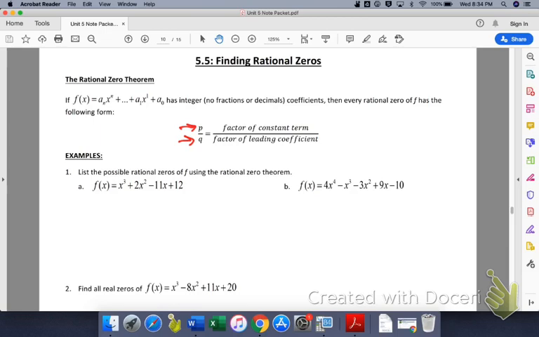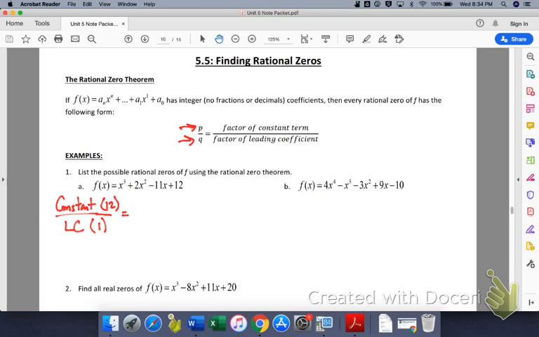We're not going to necessarily find the actual zeros here. We're just going to find all the possibilities. So to find the possibilities, if we look at 1a, first thing we need to do is identify what is the constant over what is the leading coefficient. So our constant, if you look at the problem here, is 12. The constant is the term without the x. The leading coefficient is 1 because our leading term is x cubed. Leading coefficient would be 1.